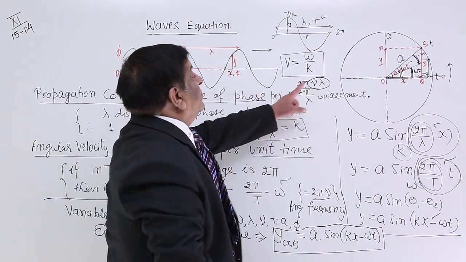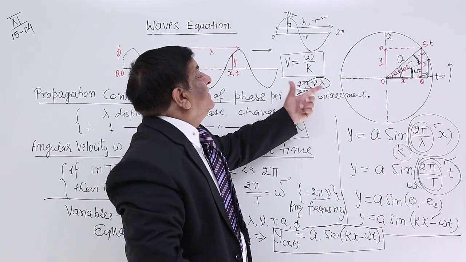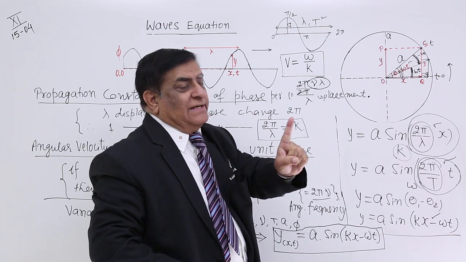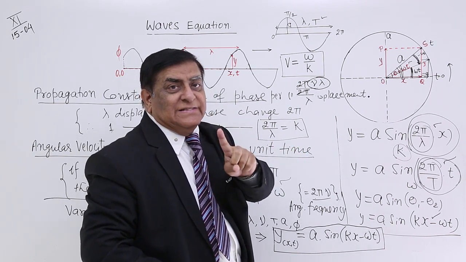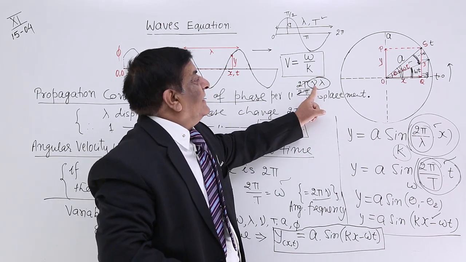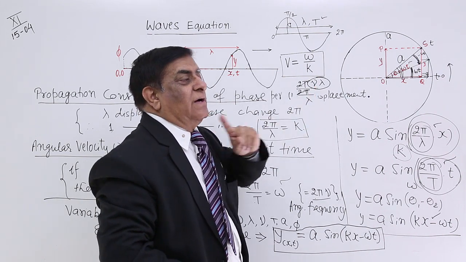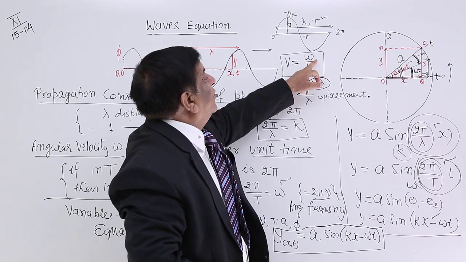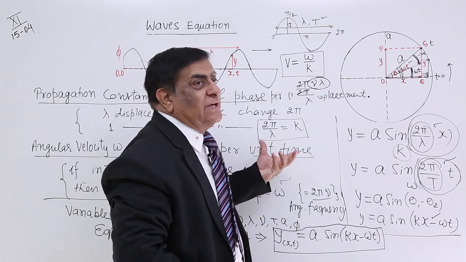And we know nu into lambda is velocity. In 1 cycle, the length covered is lambda. In 1 second, nu cycles are there. Therefore, in 1 second, how much length is covered? Lambda into nu, and that is equal to omega upon k. What is the use of it?